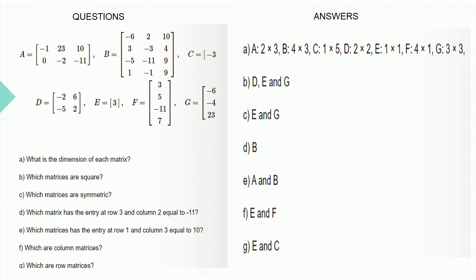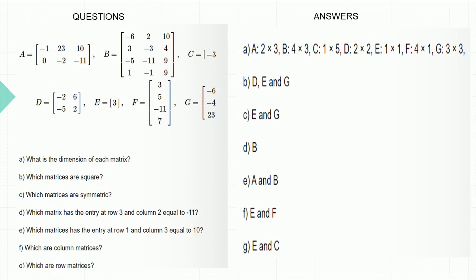So we have to just go back to the first question we answered and look for those matrices where m is equal to n. So you can see D is a 2 by 2 matrix, E is a 1 by 1 matrix, and G is a 3 by 3 matrix. So these matrices are all square matrices.